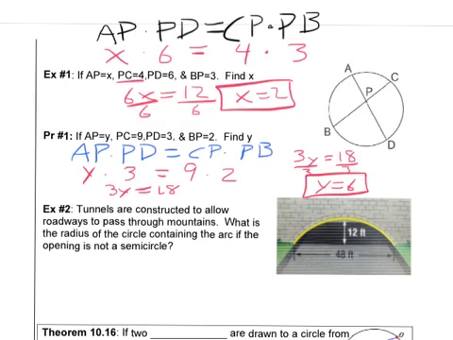Okay, since we're using the same graphic, I used just the same thing, AP times PD equals CP times PB, and I plugged in all the values they gave me, and that gave me 3y equals 18. Then I came over here and divided both sides by 3, and I got y equals 6. And there we go. So that's how you do a problem like that one.